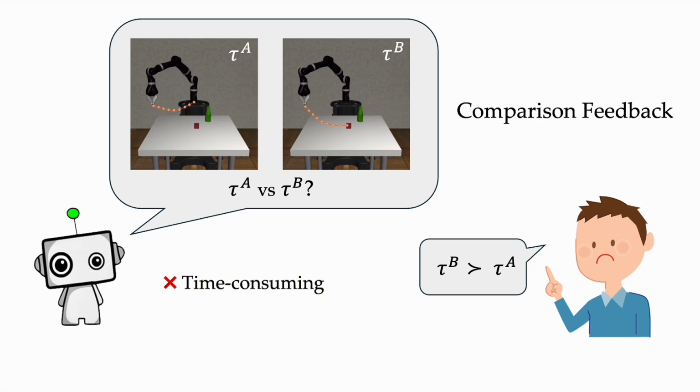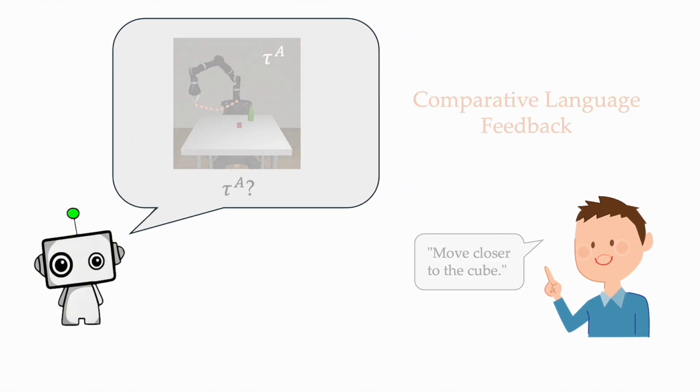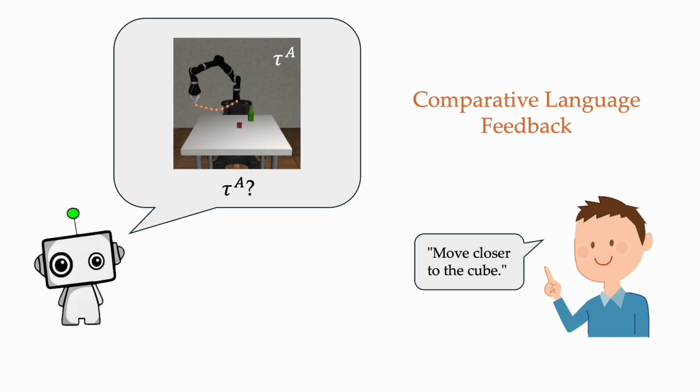However, this is time-consuming as the user needs to look at both trajectories to give feedback, and each feedback provides at most one bit of information. As an alternative, we propose to use comparative language feedback. The user only has to look at one trajectory to give the feedback, like, move closer to the cube. This is more time-efficient to give feedback, and language feedback is more informative than the comparison feedback.